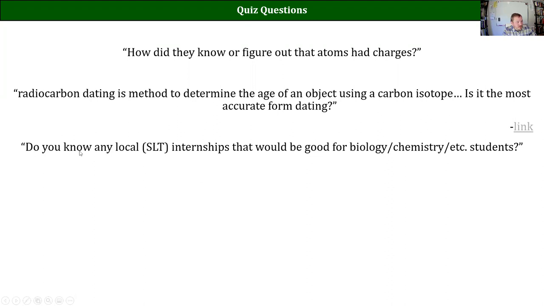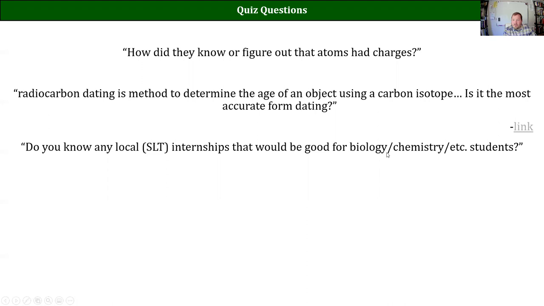Last but not least, somebody asked about any internships in South Lake Tahoe that would be good for biology or chemistry students, any science students. Not specifically yet. This is about the right time of year where I usually start getting emails from people around town asking if I can announce things to my students. I have not seen any of those yet this year, but there are a couple of good places.